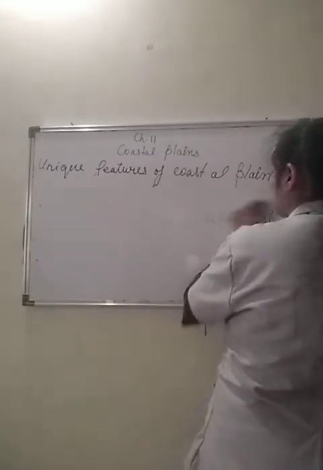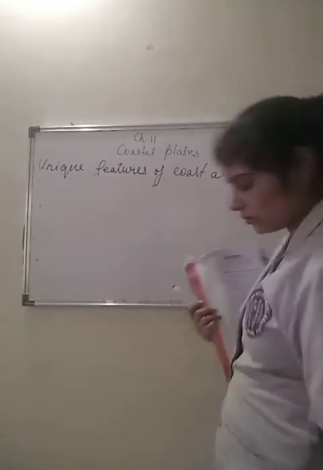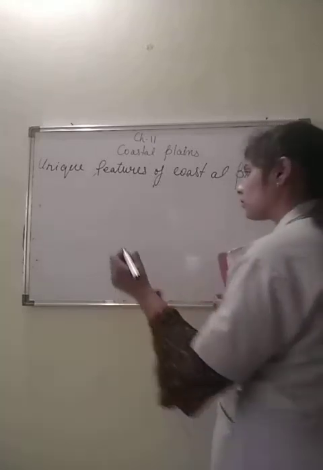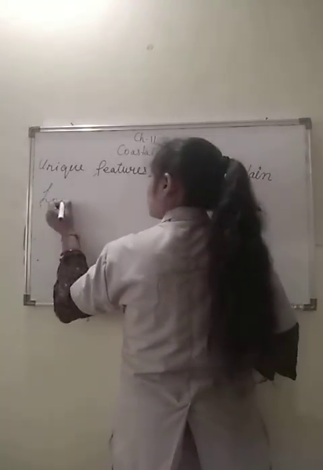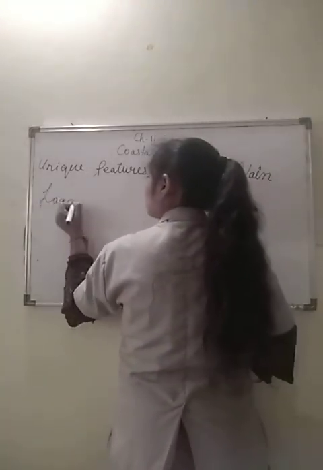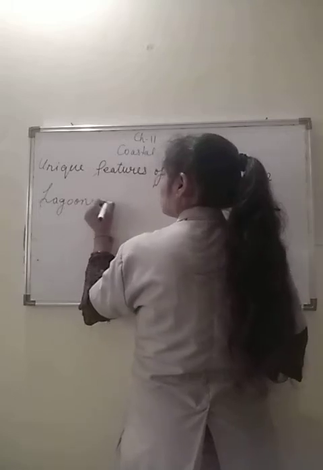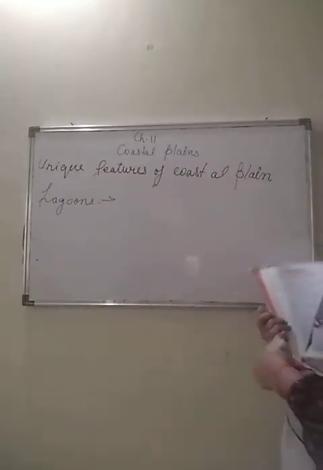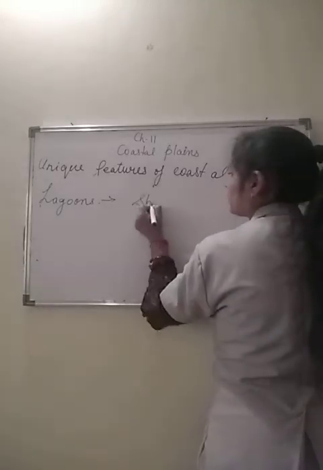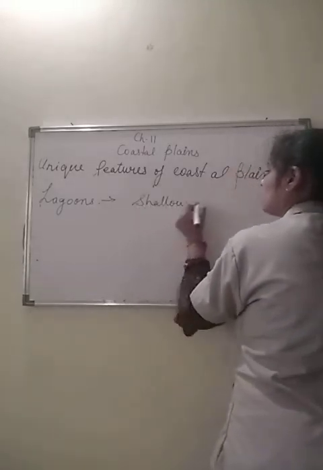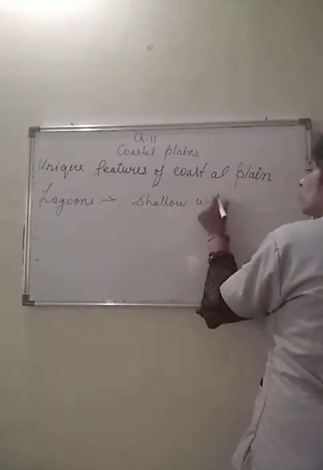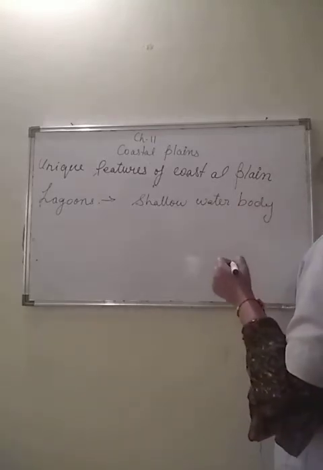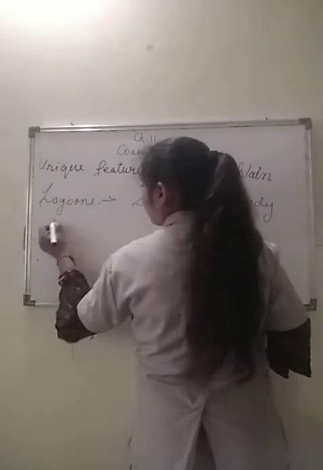The next feature is your lagoons. Your next topic is your lagoons. So what are these lagoons? It is a shallow water body. Shallow water body separated by large water body.